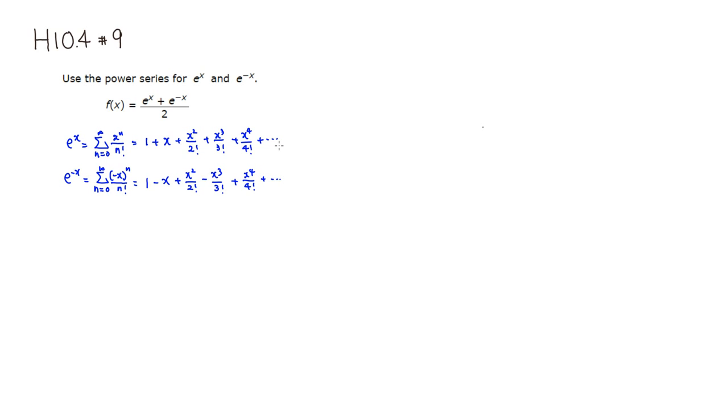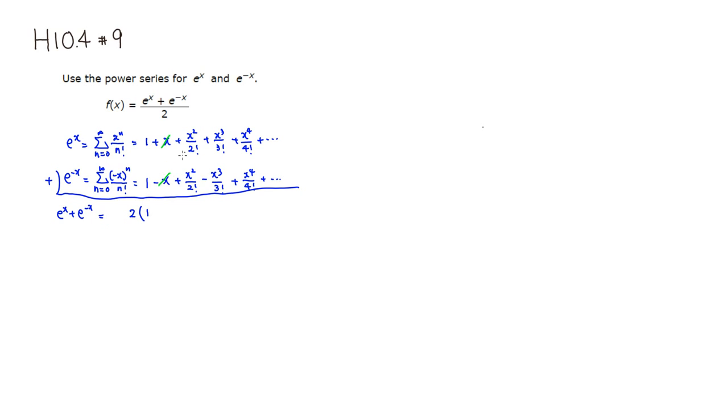All right, so if you add these two together, we're going to get this. 1 plus 1 is 2, but the x and negative x cancel out. I'm going to pull out 2 here. So we have e to the x plus e to the negative x. It's 1 plus 1, so it's going to be 2.